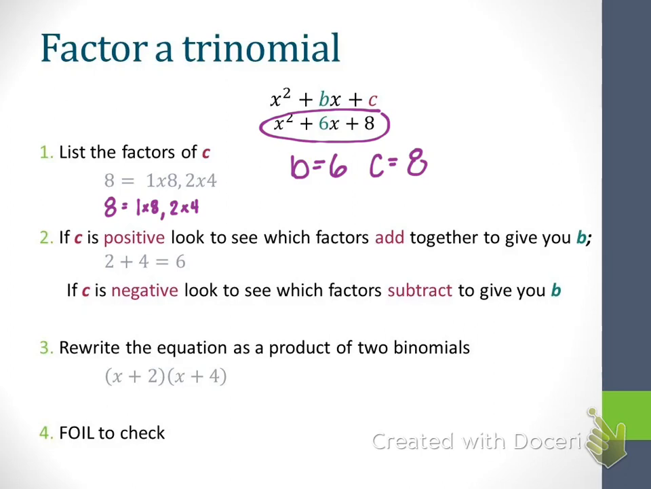Now, step number 2: if c is a positive number. This is where I really want you to pay attention and listen up, because this is the step that trips people up. If c is a positive number, let's look. Is it a positive number? Yes, it's plus 8. Now, if that was a minus sign, 8 would be a negative number. So if c is positive, I look for the two factors that are going to add together to give me the same number that I have for b. 1 plus 8. Does 1 plus 8 equal 6?